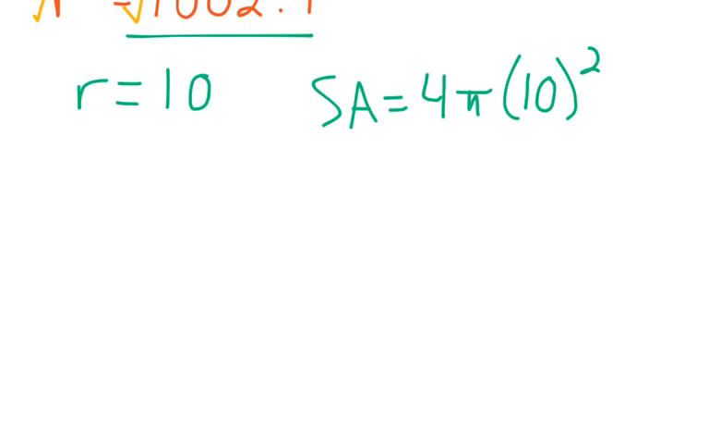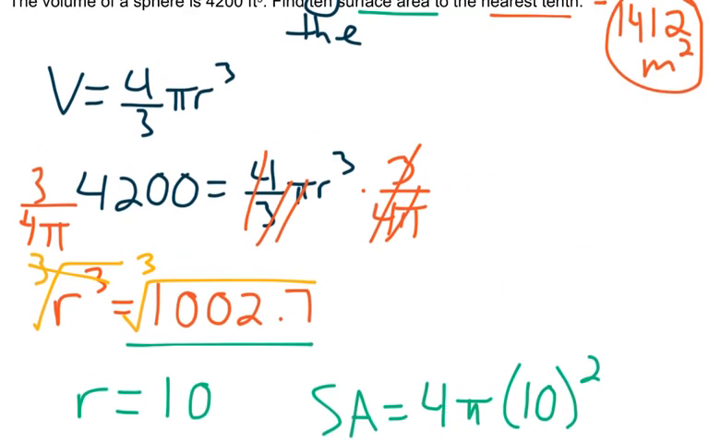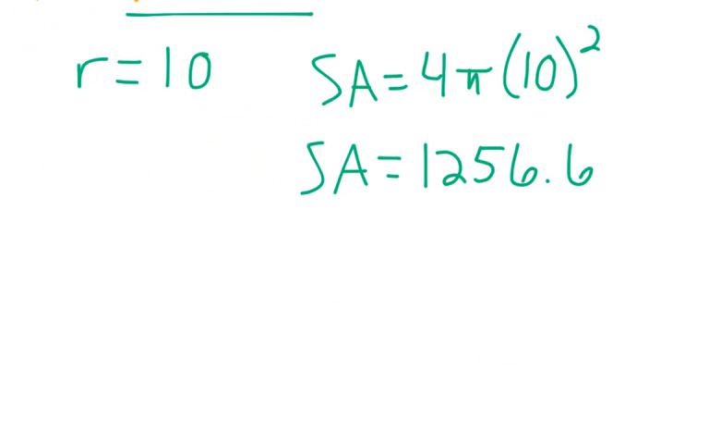So 10 squared, which is 100, times 4 times pi to the nearest tenth, we have 1256.6, and we're dealing with feet, and that would be squared since it's area.